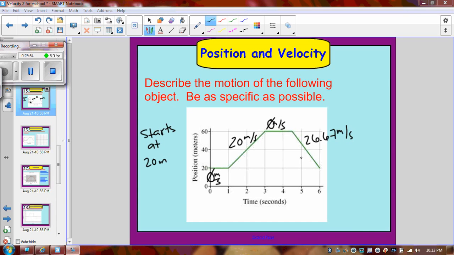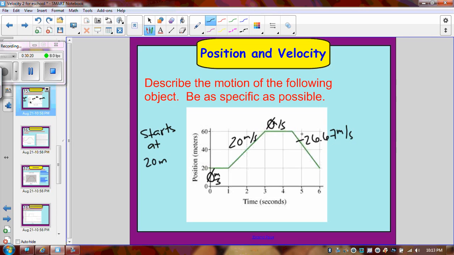Okay, hopefully you got this information. The object starts at the 20 meter mark. For the first 1 second, it goes 0 meters per second, or is standing still. For the next 2 seconds, it goes 20 meters per second. Then is at rest for 0 meters per second. And then finally moves back, and this should be negative, excuse me, moves back at negative 26.67 meters per second.